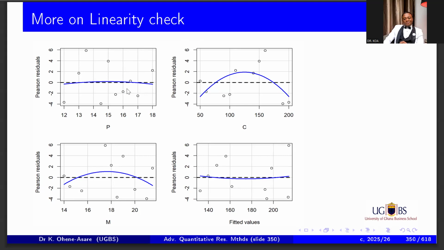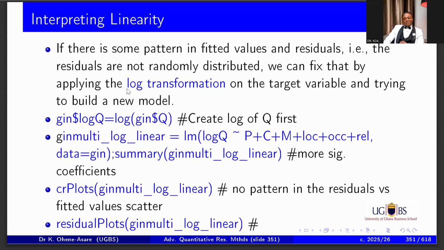Which one mostly exhibits linearity? Price. Price is down what? It shows linearity as compared to complement price and income. Okay. All right. That's it.